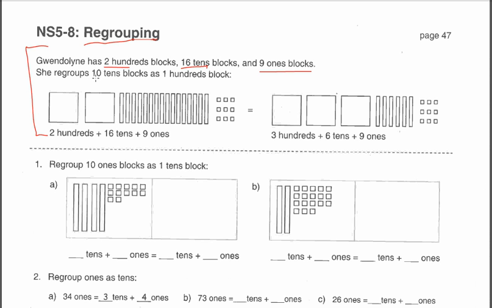So she regroups 10 tens as 1 hundreds block, and this 10 right here becomes an extra 100 over here. So you see 100, 200, 300, 6 tens, and 9 ones. So she has regrouped those 16 tens into 6 tens and 100. That's what we're going to be working on today. Let's do another quick lesson.